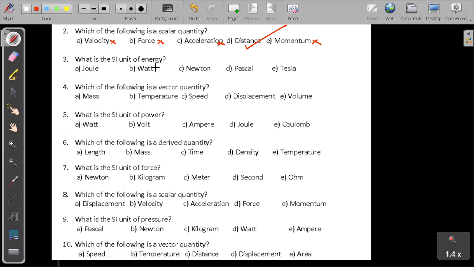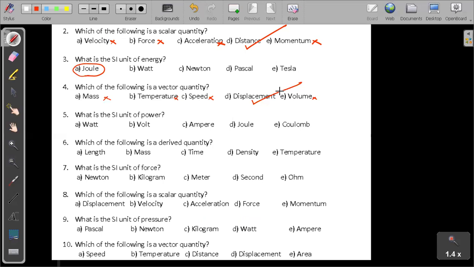What is the SI unit of energy? Okay, it is joule. I told you. Which of the following is a vector quantity? Mass is not, temperature is not, speed is not, volume is not, displacement is. Okay.